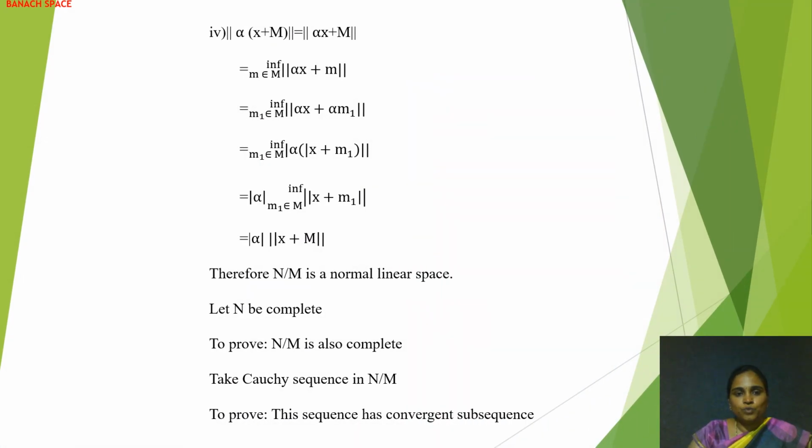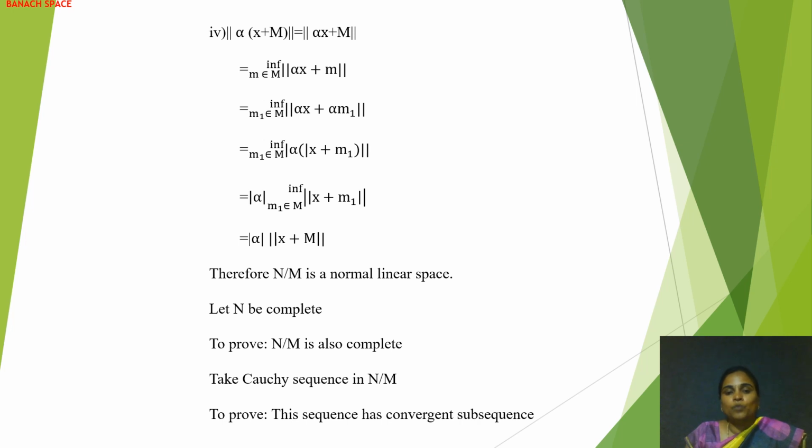Next, I am going to prove the fourth property, that is, norm of alpha x plus capital M is equal to the infimum over m belonging to capital M of norm of alpha x plus small m, which is equal to the infimum over m1 belonging to capital M of norm alpha x plus alpha m1, which is equal to the infimum over m1 of modulus alpha times norm x plus m1, which is equal to modulus of alpha times norm x plus capital M. From this I can say N/M is a normed linear space.